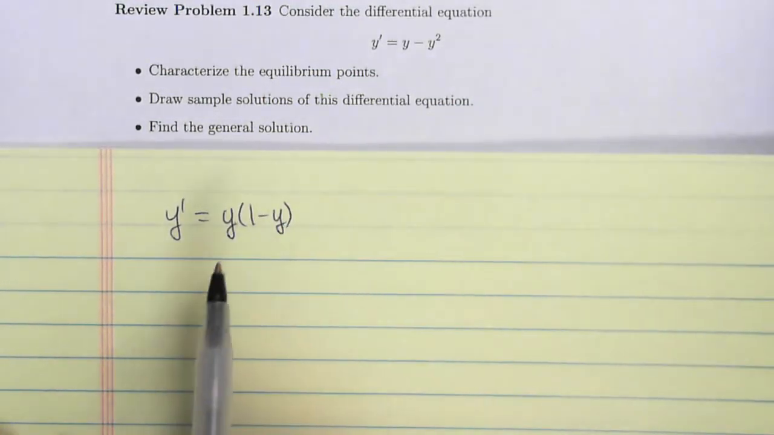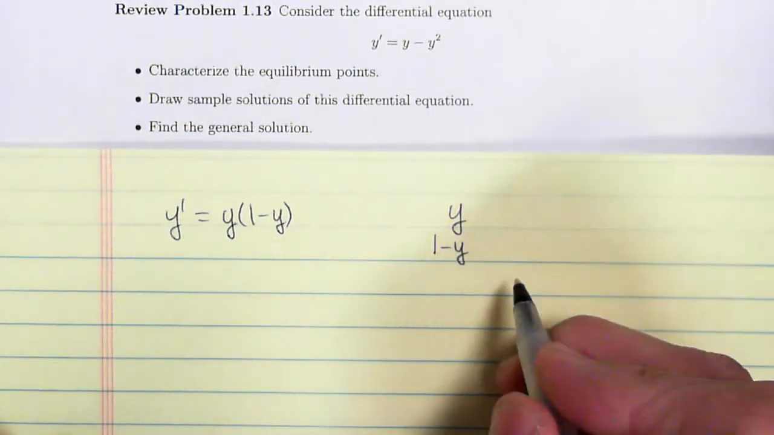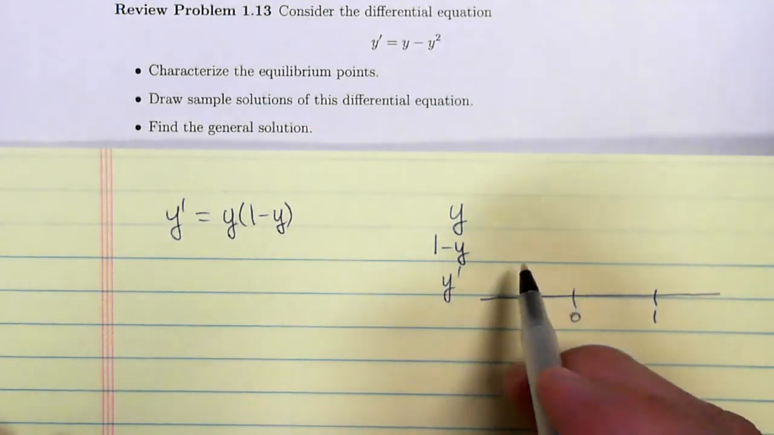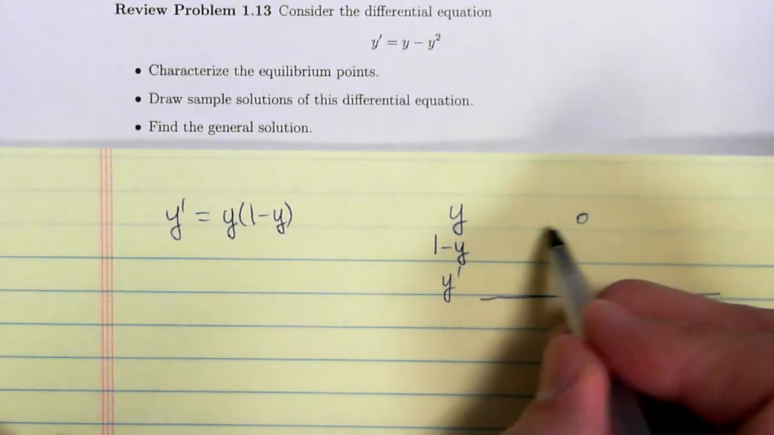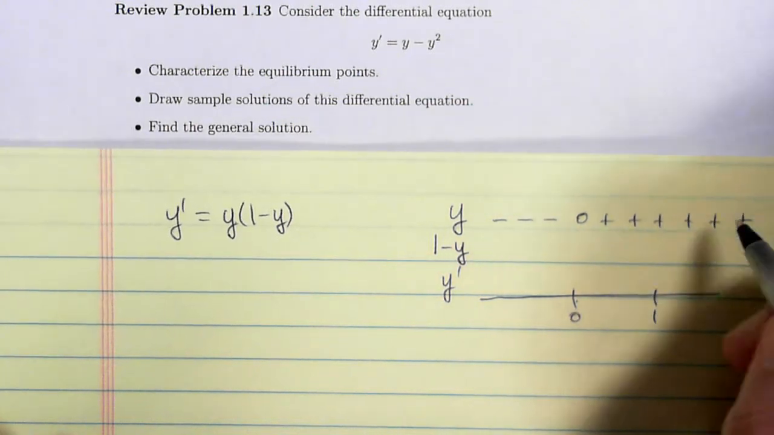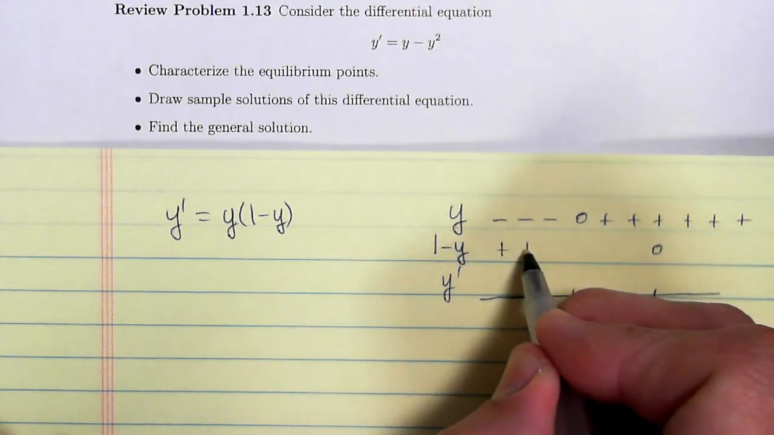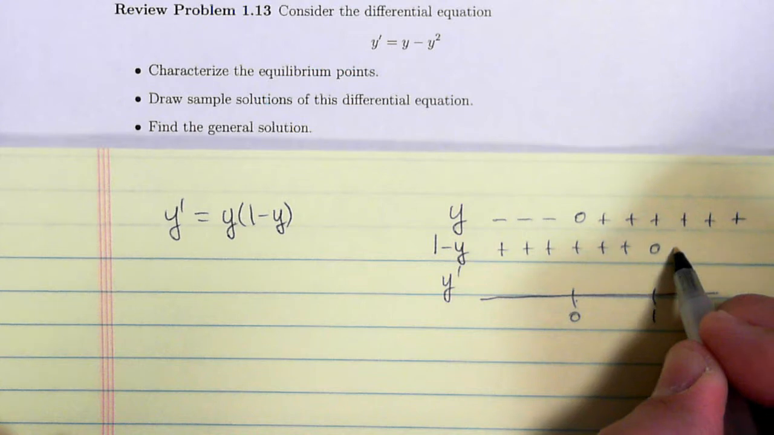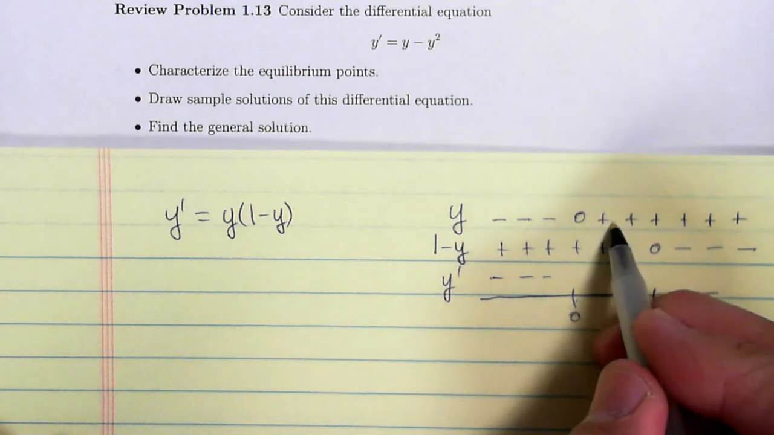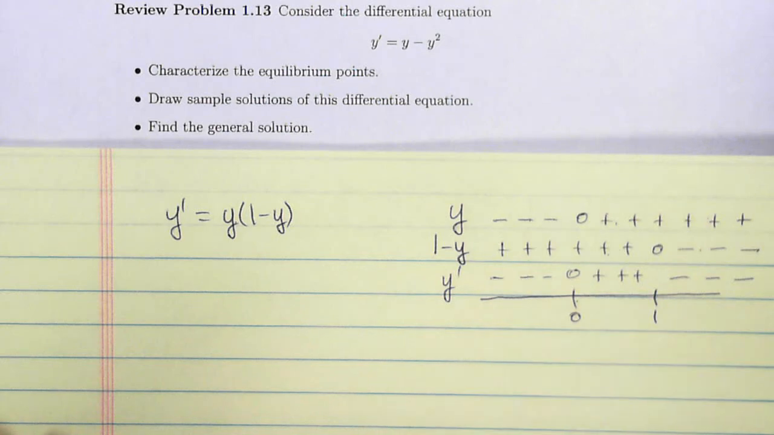So we clearly have the two equilibrium points of y equals 0 and y equals 1. So the first thing we can do to characterize the equilibrium points is to draw a sign chart, 0 and 1. If y equals 0, then we get 0 clearly. It is negative below 0, and it is positive above 0. 1 minus y is 0 at 1. Below 1, this is positive, and above 1, we have negative. So multiplying negative times positive is negative. Positive times positive is positive. Then positive times negative is negative.